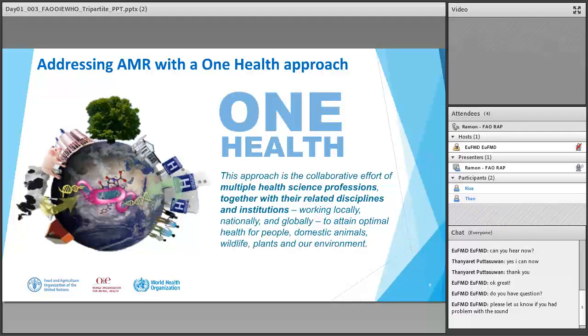For One Health, just to go through again what One Health is: the collaborative effort of multiple health science professionals together with their related disciplines and institutions, working locally, nationally and globally to attain optimal health for people, domestic animals, wildlife, plants and our environment.